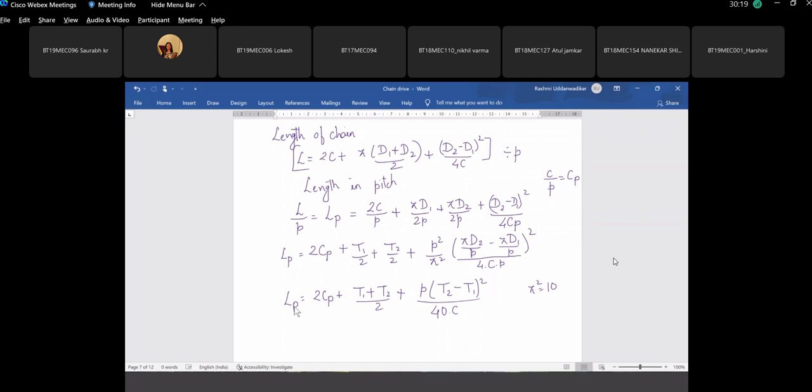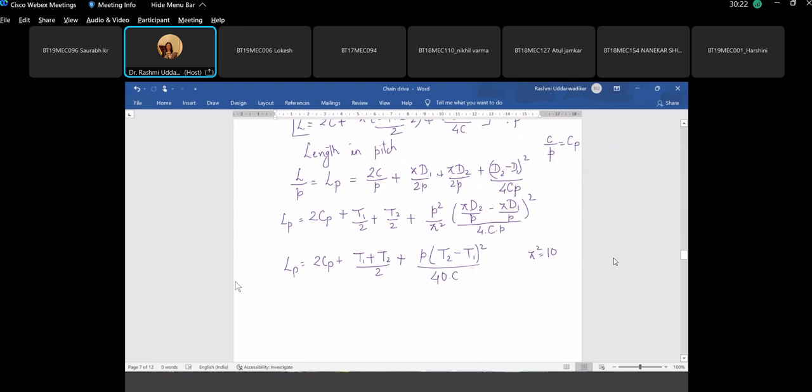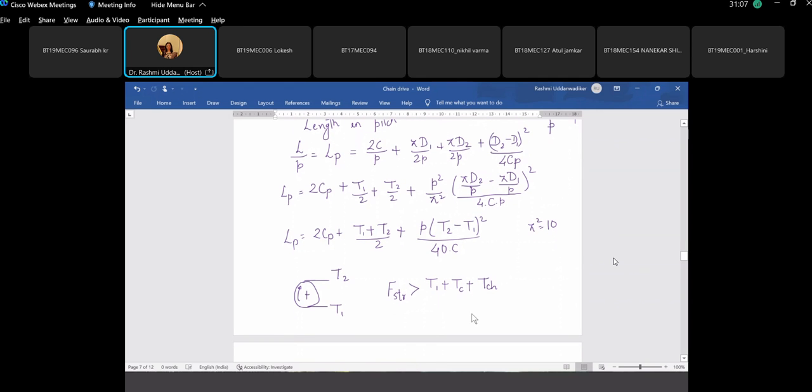Okay, one more term, power transmission capacity, and then we'll start solving the problem. So again, for a sprocket, you will have a tight side tension, you will have a slack side tension, and the strength of the chain should always be greater than the tension on the tight side plus the centrifugal tension plus the tension due to the chordal action. So chordal action is variation in the peripheral velocity due to the finite length of the links, because they are straight lines.